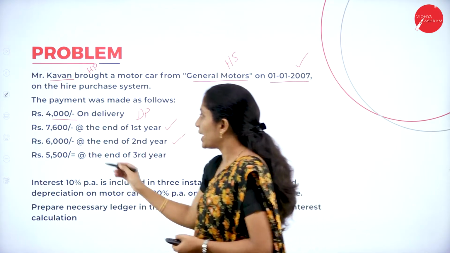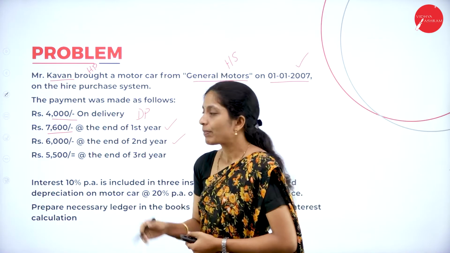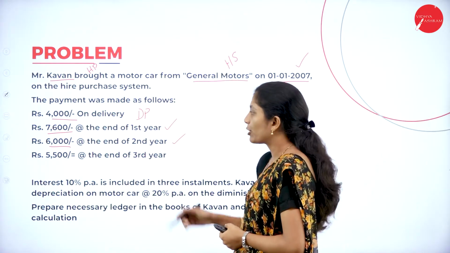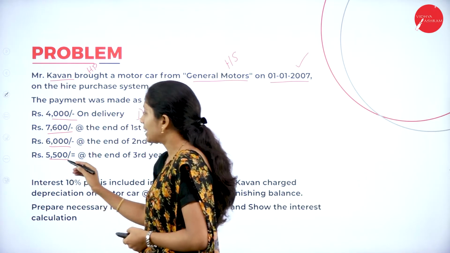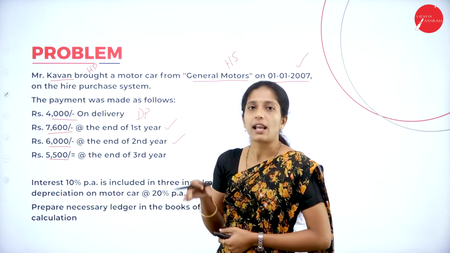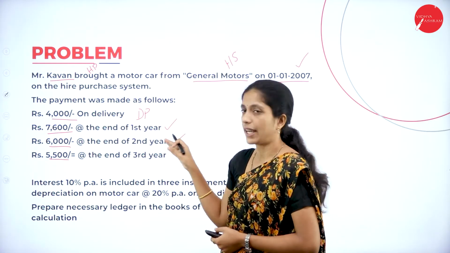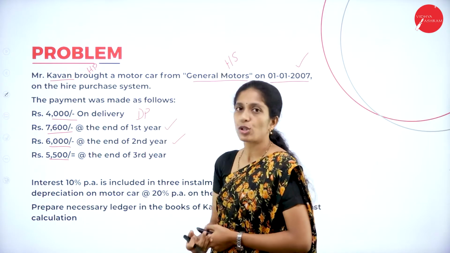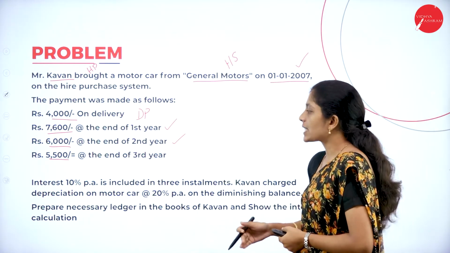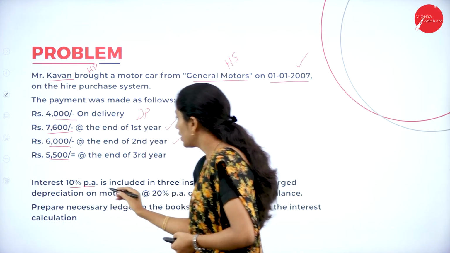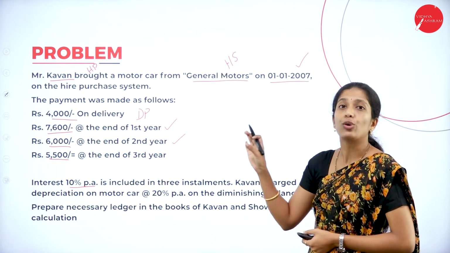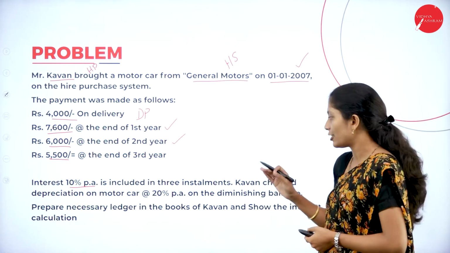Next, rupees 6,000 at the end of second year. So first year they have paid rupees 7,600. Next year they have paid rupees 6,000. Next third year they have paid rupees 5,500 at the end of third year. So here they have paid different amount at the end of first year, second year as well as third year, and they also given the down payment, but they have not given the cash price. Interest 10% per annum is included in 3 installments. So this interest is included in the 3 installments, they have directly told us.